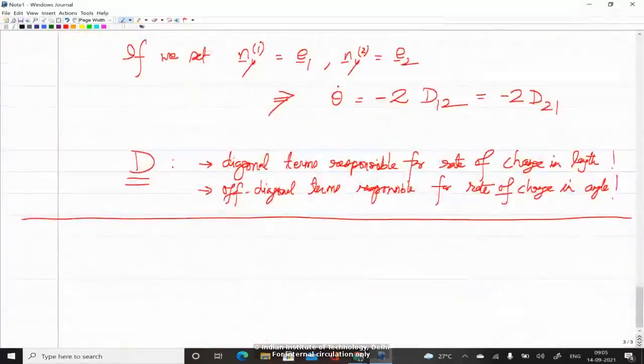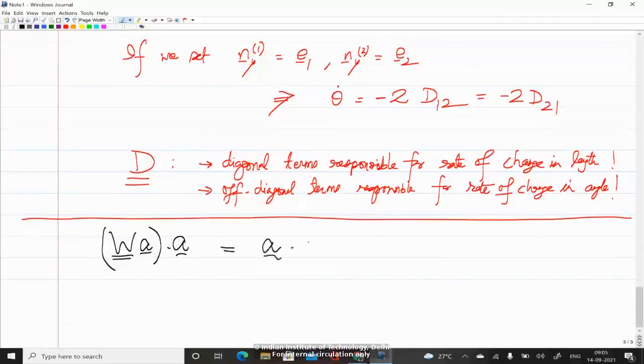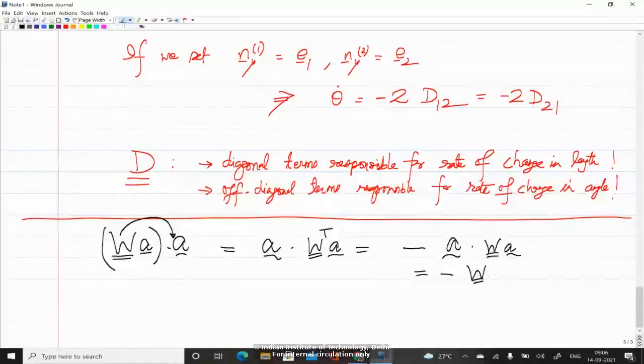So I have this W, and say the arbitrary vector is A. W times A dot with A. Can I write this as A dot W transpose A? If you bring this on the other side, can I do that? Yes, sir. Okay, but now this W transpose is same as minus of W. So you have minus of A dot with WA, but this is same as minus of WA dot with A, the original thing. So what you see is that the original thing is same as negative of itself. So the only way it is possible is that it is zero.